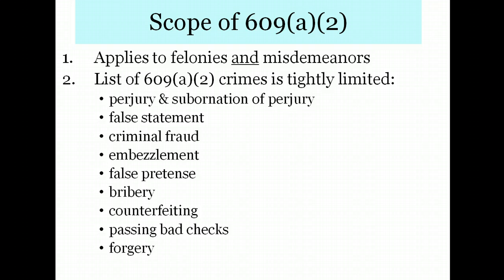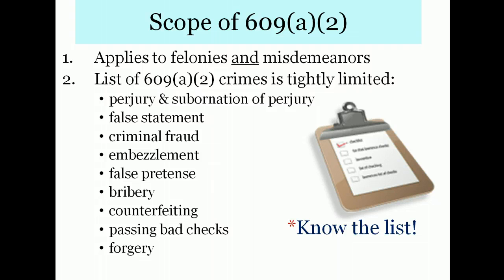I've included the list on the slide: perjury, false statement, criminal fraud, embezzlement, false pretenses, bribery, counterfeiting, passing bad checks, and forgery. You must know this list. Crimes that are not on the list will not fall within 609A2 unless they are very, very close cousins. Please also note about the list that standard theft crimes do not count for 609A2. There are several theft crimes on the list, such as embezzlement or false pretenses, but generic theft crimes will not qualify under Rule 609A2. You have to bring those in under 609A1.